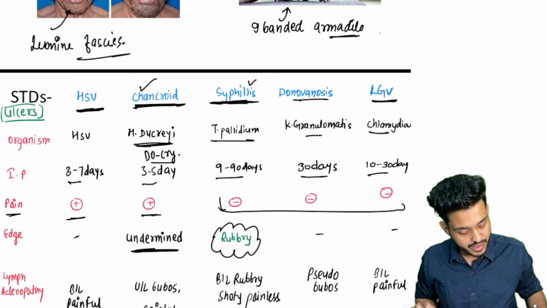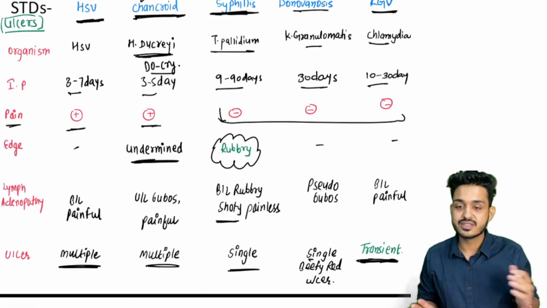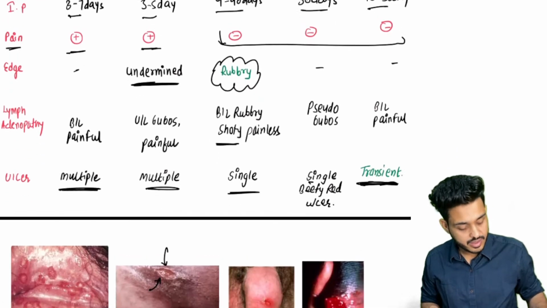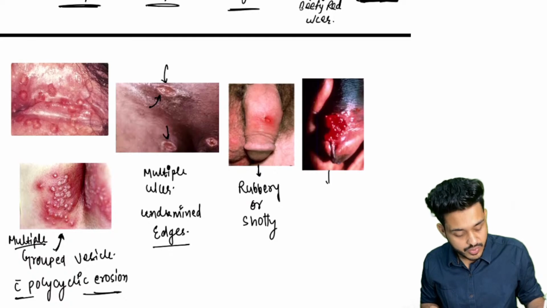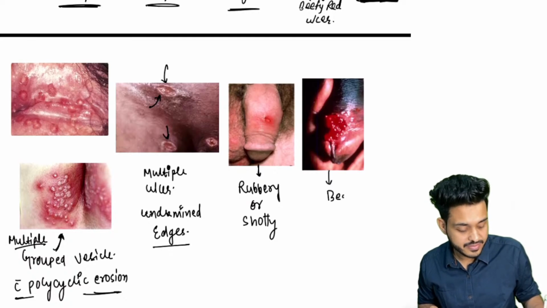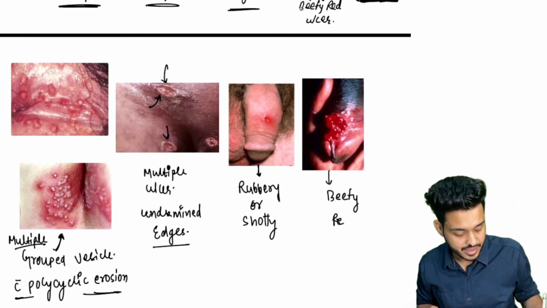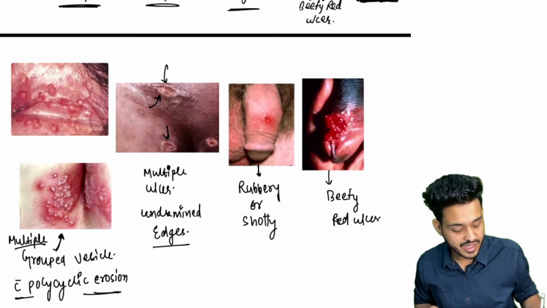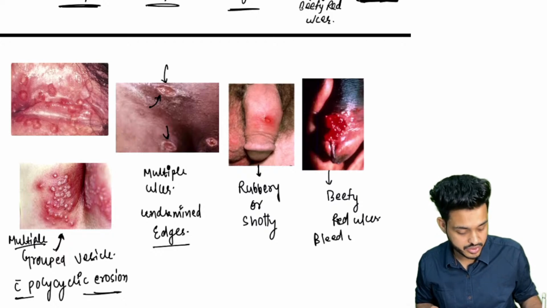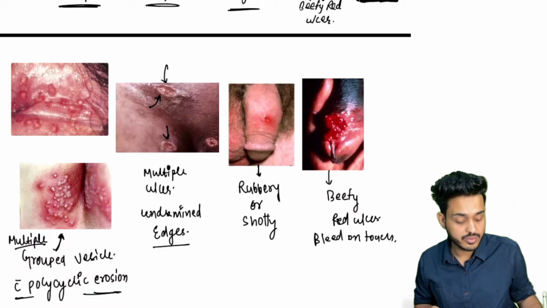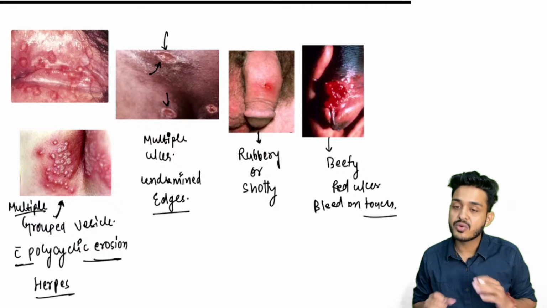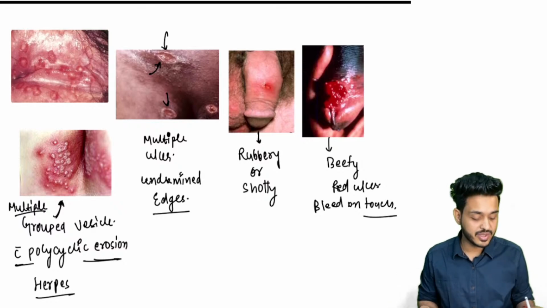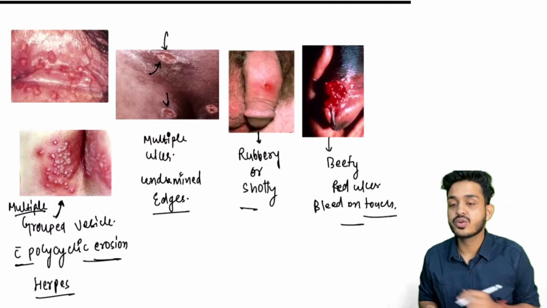Here is how to differentiate between painless syphilis and donovanosis. How will we know? Look here, in donovanosis you will be finding a beefy red ulcer, a beefy red ulcer which bleeds on touch. When you try to touch the ulcer, it would be bleeding. Okay, so this is how you are going to differentiate between syphilis and donovanosis.